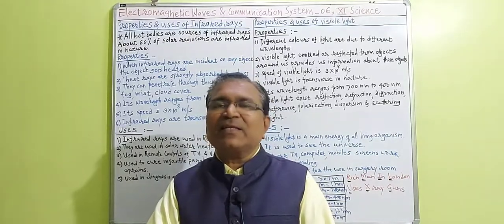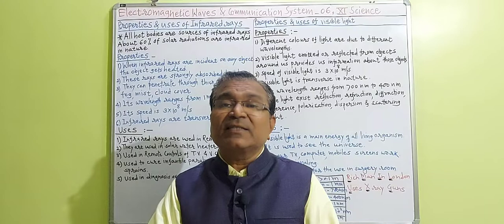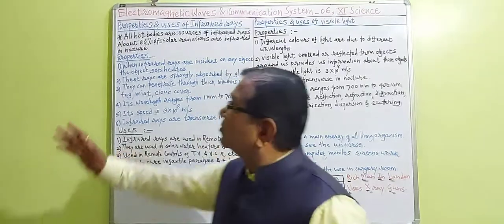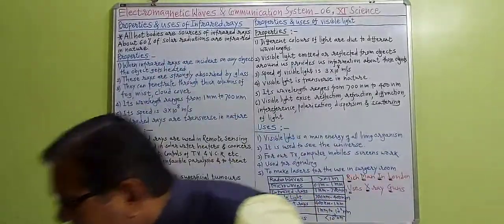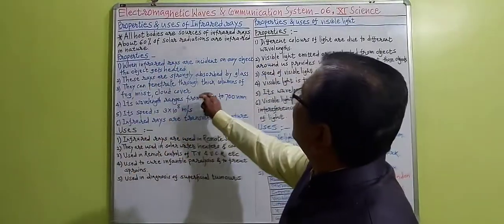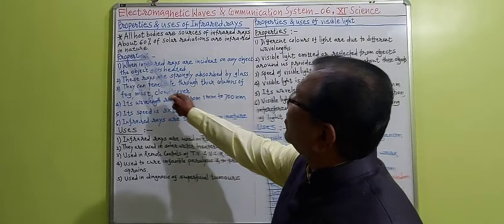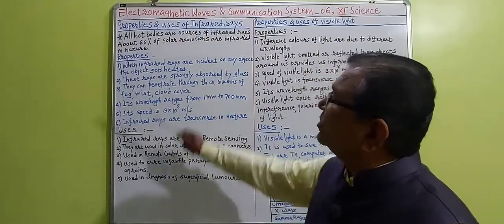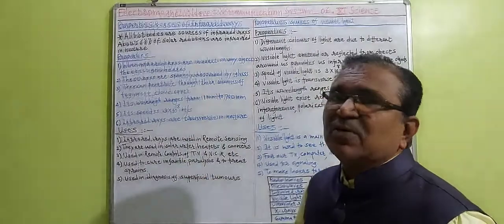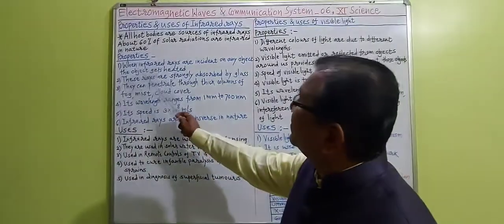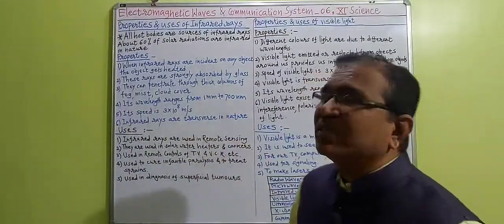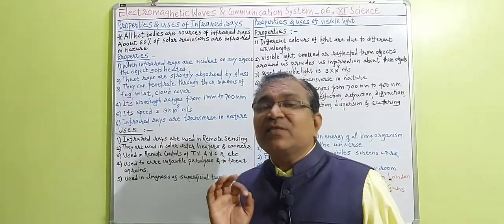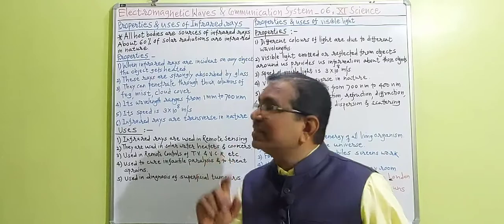What is the source of infrared rays? Hot bodies are the source of infrared rays that I have written here. So see here, all hot bodies are sources of infrared rays. About 60% of solar radiations are infrared in nature. Some important properties that I have chosen here. The first property is when infrared rays are incident on any object, the object gets heated. The temperature of the object increases when the infrared rays are incident on it.